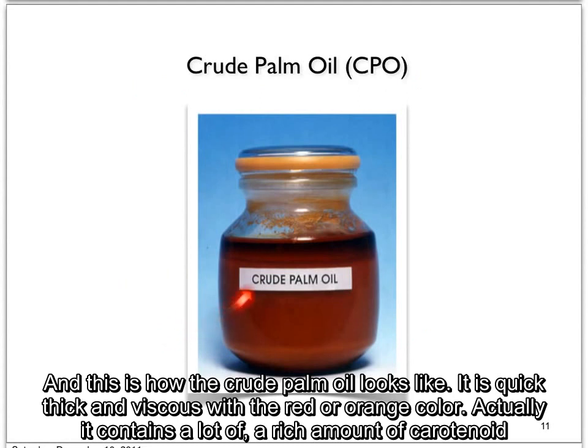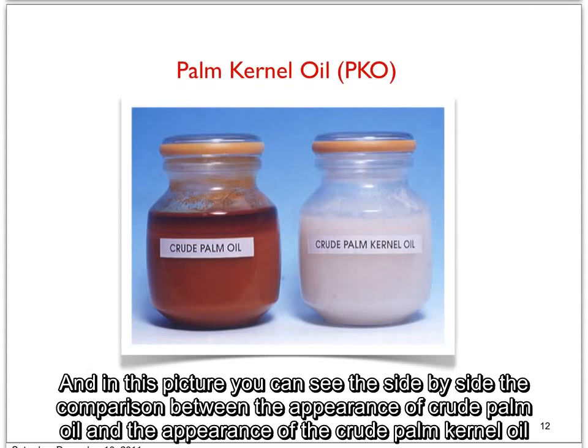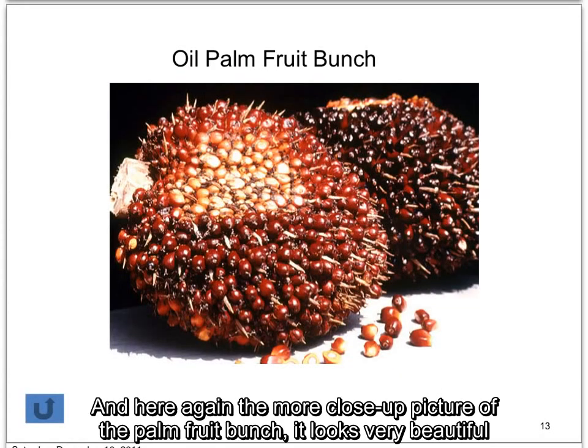And this is how the crude palm oil looks. It's quite thick and viscous with a red or orange color. It contains a rich amount of carotenoids. In this picture you can see the side by side comparison between the appearance of crude palm oil and the appearance of crude palm kernel oil. And here again is a closer-up picture of the oil palm fruit bunch. Looks very beautiful, isn't it?